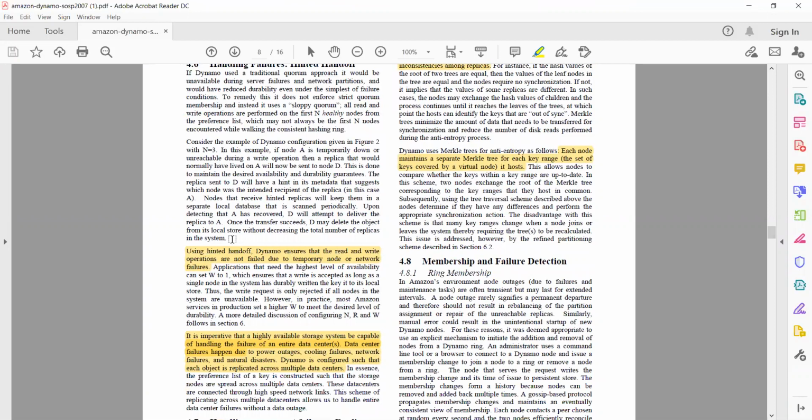So Dynamo is using this idea to make sure that it can survive temporary failures of nodes and not have to reject the writes from the client.